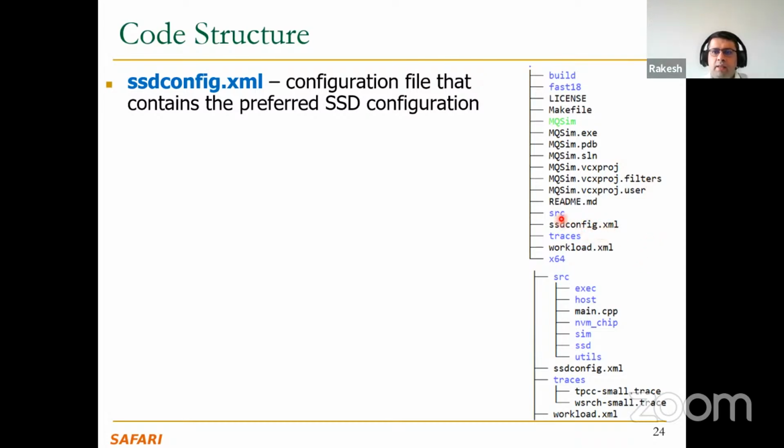So we see two XML files. One is called the SSD config, and the other one is called the workload.xml. The SSD config.xml is a configuration file that is used to provide the preferred SSD configuration for the simulator. In a few slides, we'll see what is the structure of the SSD config.xml. Similarly, we have a workload.xml, which defines the workload that needs to be used for our experiment.